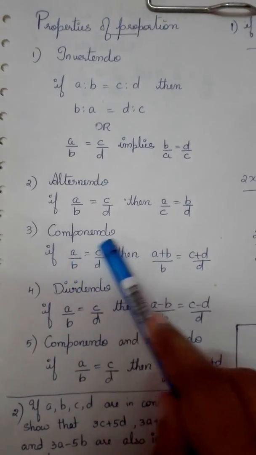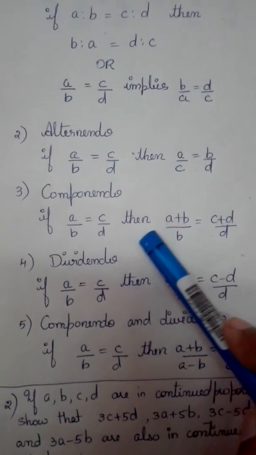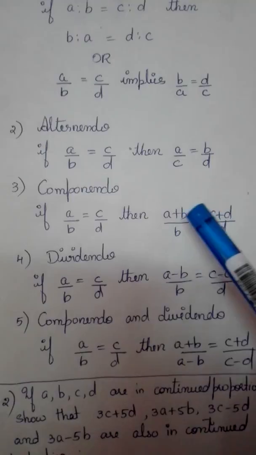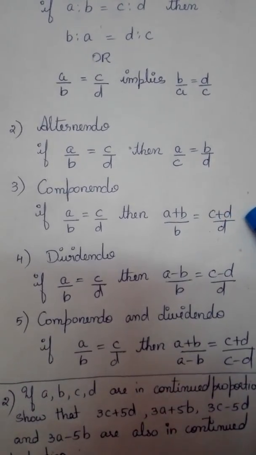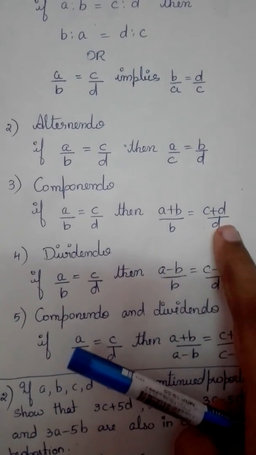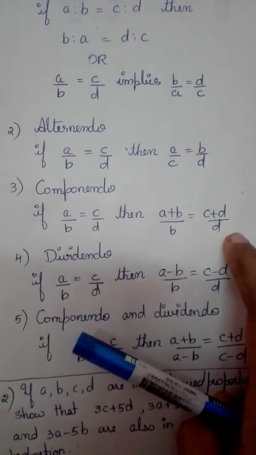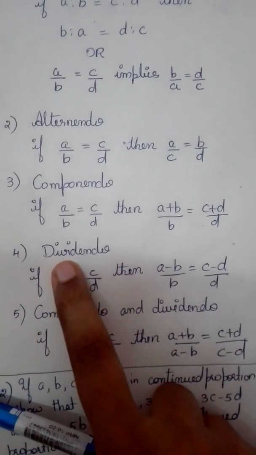The third property is componendo. Componendo says if A by B is equal to C by D, then A plus B by B is equal to C plus D by D. The sum of A and B divided by B is equal to the sum of C and D divided by D. That is componendo. The fourth property is known as dividendo.